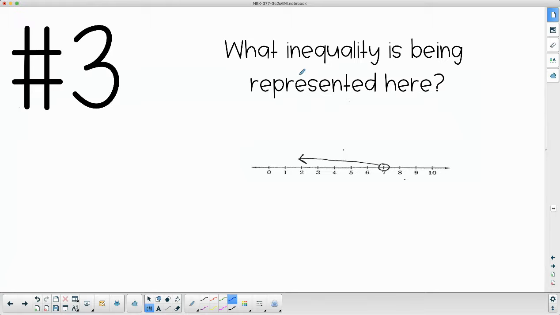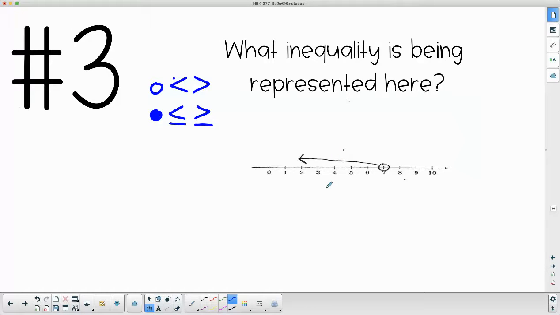Number 3 wants to know which inequality is being represented here. When we have the open circle, that means it is not included, so it's a greater than or less than sign. If it is a filled in circle, that means it's greater than or equal to, or less than or equal to. So they're going to be included if it's filled in. If it's open, that means it's not included.